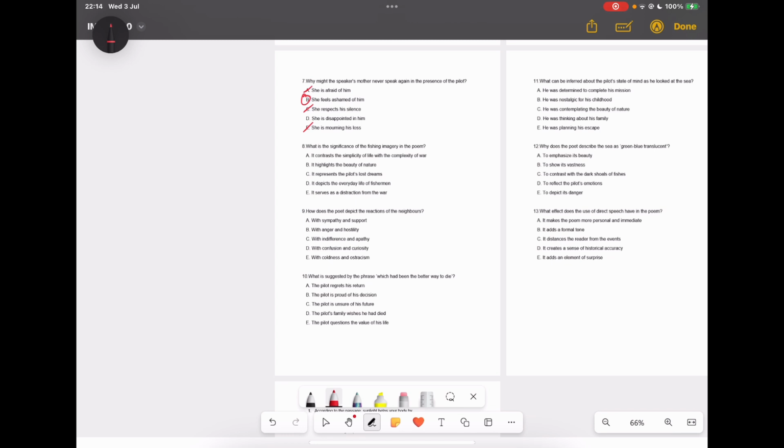Okay. Next is 8. So what is the significance of the fishing imagery in the poem? A, it contrasts the simplicity of life with the complexity of war. B, it highlights the beauty of nature. No. C, it represents the pilot's lost dreams. No. D, it depicts the everyday life of fishermen. No. E, it serves as a distraction from the war. No. So A, it contrasts the simplicity of life with the complexity of war.